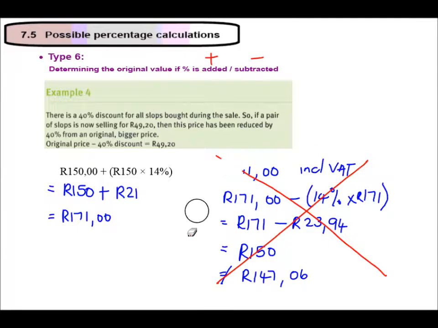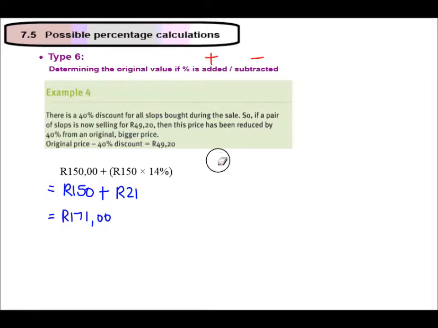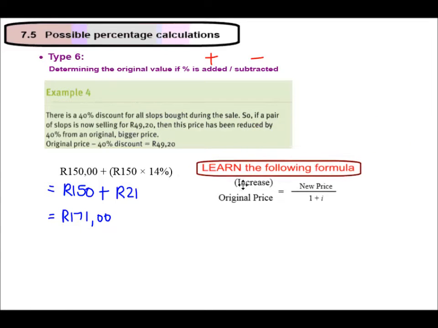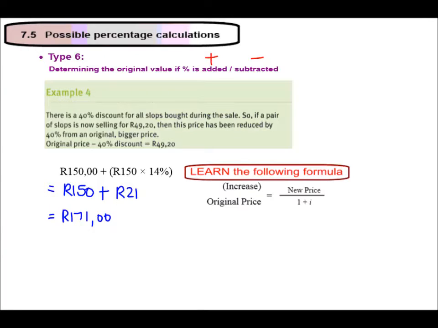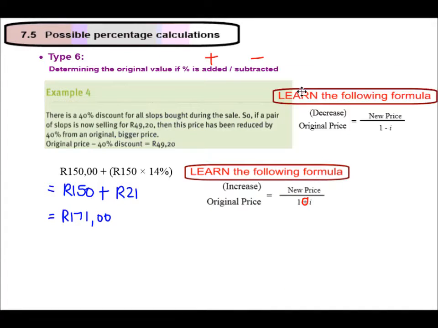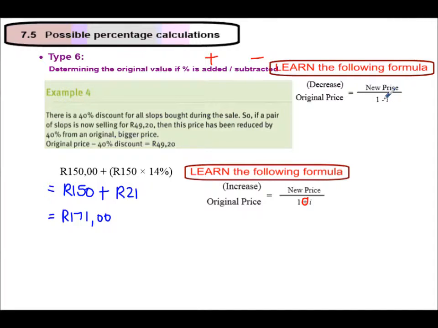What we have to do is take R171, and this is the other formula that you have to learn. Increase means add. So do you see I have my add sign there, and I'm going to have 1 plus. Remember, if there was a decrease, it was 1 minus the interest. Now, when I added that, there was an increase from the original price. So my new price was R171 divided by 1 plus i, and my interest was 14%.